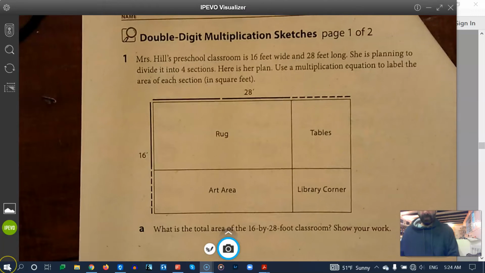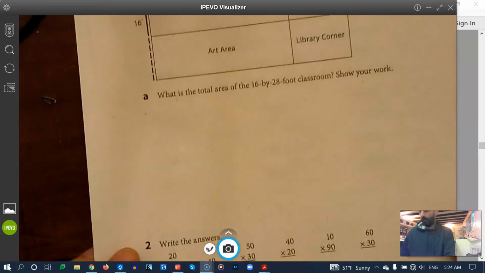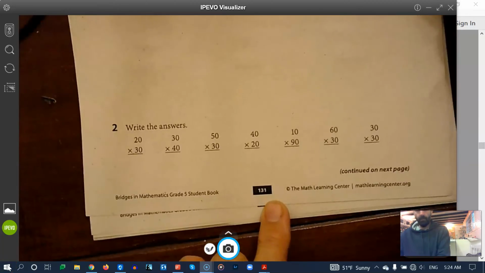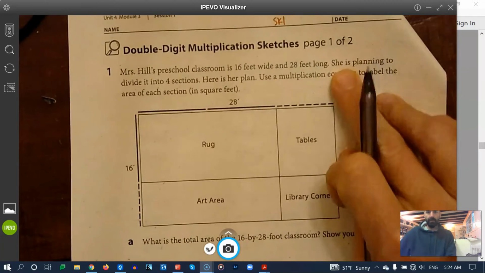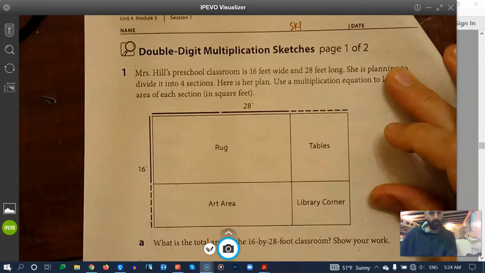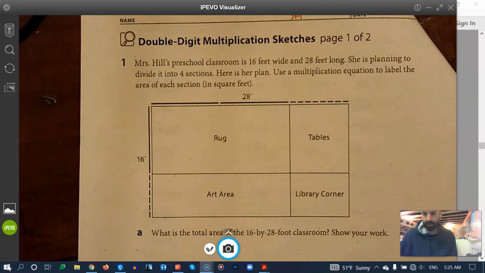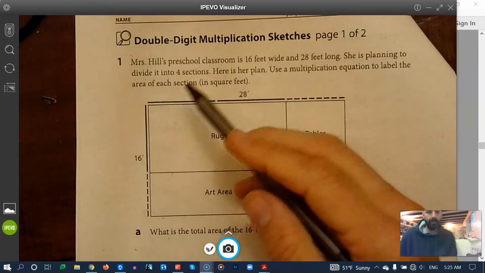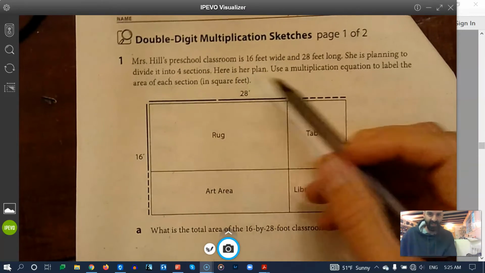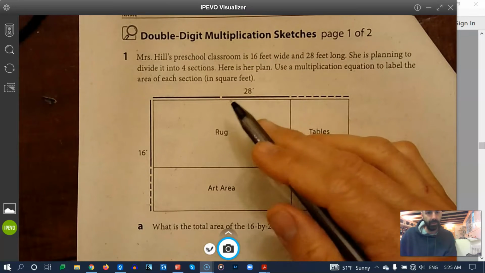Hold on a second. All right, so now we hop over into your packet. This is page 131. It says page 1 of 2. Let's see how this goes. Again, I'll set the context, you pause it and try and figure it out, then check your work with mine. Mrs. Hill's preschool classroom is 60 feet wide and 18 feet long. She is planning to divide it into 4 sections.